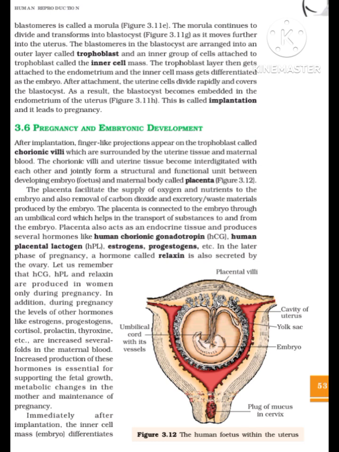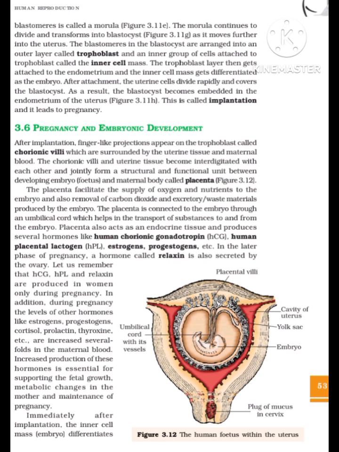The morula continues to divide and transforms into a blastocyst, figure 3.11g, as it moves further into the uterus. The blastomeres in the blastocyst are arranged into an outer layer called trophoblast and an inner group of cells attached to the trophoblast called the inner cell mass. The trophoblast layer then gets attached to the endometrium and the inner cell mass gets differentiated as the embryo. After attachment, the uterine cells divide rapidly and cover the blastocyst. As a result, the blastocyst becomes embedded in the endometrium of the uterus, figure 3.11h. This is called implantation and it leads to pregnancy.